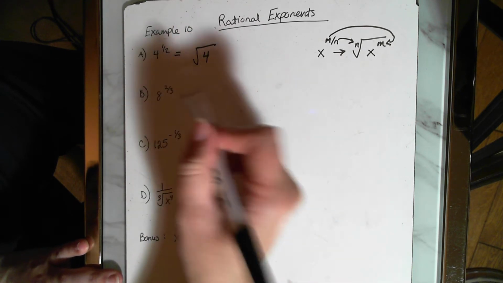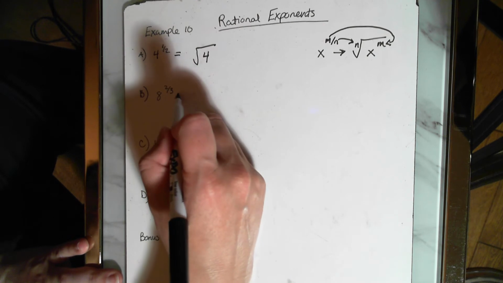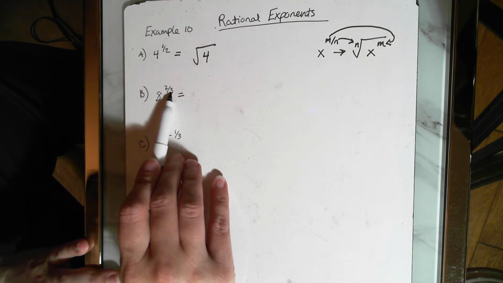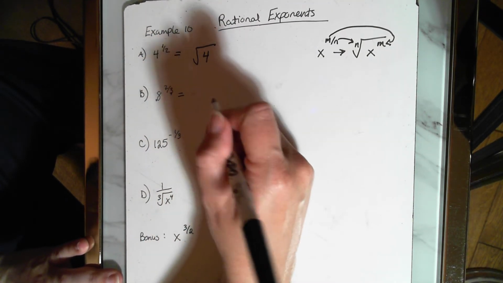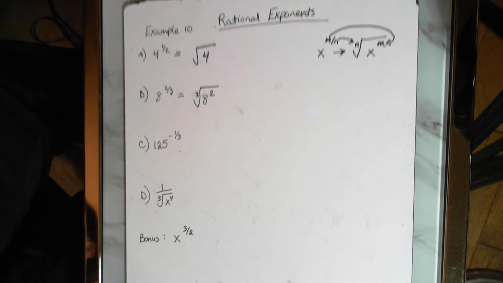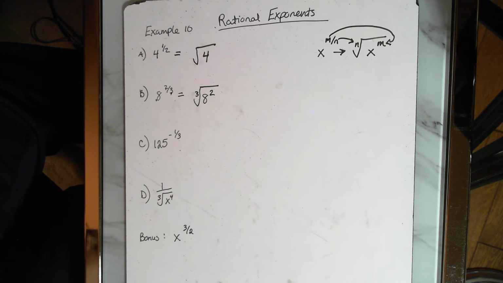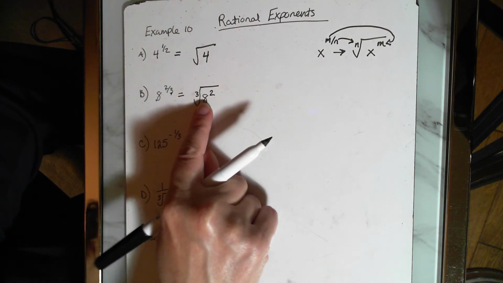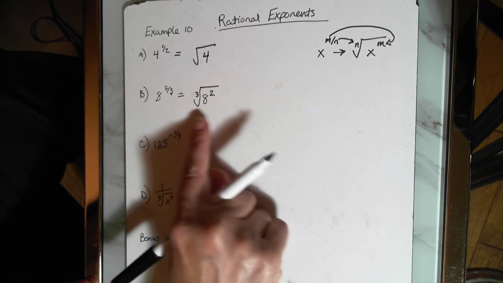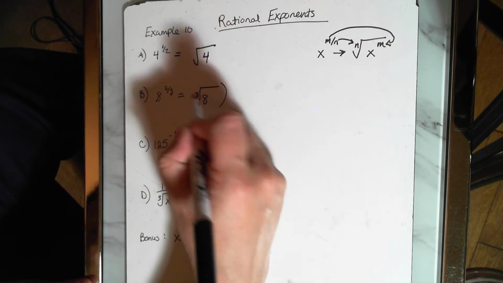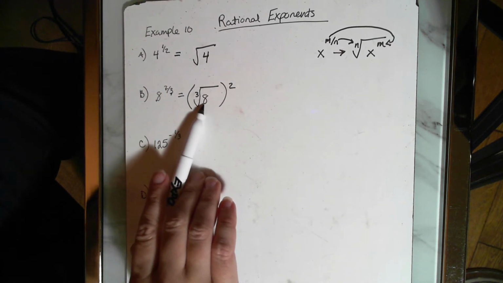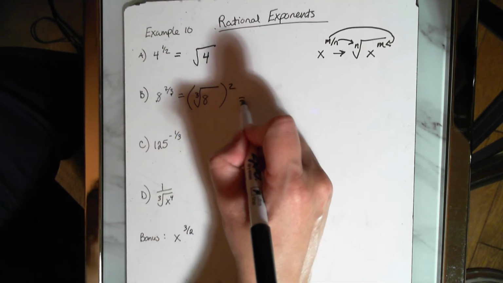Okay, 8 to the 2/3 would turn into the 8 squared and the cube root of that, okay? So it's 8 squared and the cube root of that. Now, if you were going to simplify this, you have an option. You can do the square first or you can do the root first. It doesn't matter. Okay, so this can also be written as this. And that's the easier way to simplify this. The cube root of 8 is 2 and 2 squared is 4.